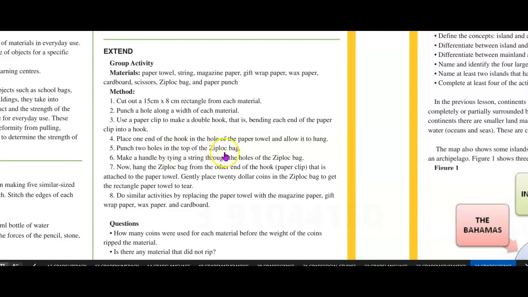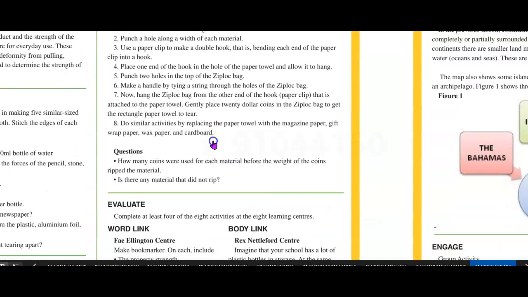Punch 2 holes in the top of the Ziploc bag. Make a handle by tying a string through the holes of the Ziploc bag. Now hang the Ziploc bag from the other end of the hook or paper clip that is attached to the paper towel. Gently place $20 coins in the Ziploc bag to get the rectangular paper towel to tear. Do a similar activity by replacing the paper towel with the magazine paper, gift wrap paper, wax paper, and cardboard.